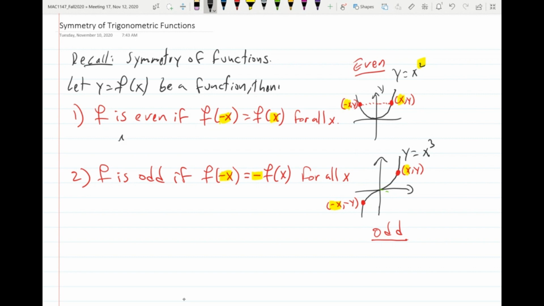All right, and so just for completeness, let me remind you here. That means that graphically, the graph of f is symmetric with respect to the y-axis, and this one means that the graph of f is symmetric.